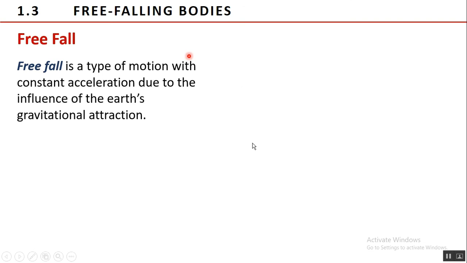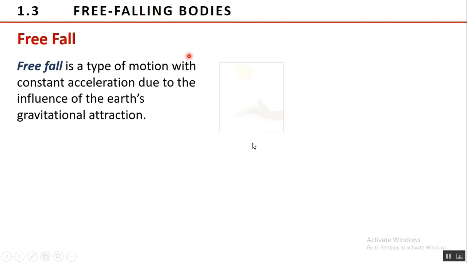In the previous section, we have solved several problems involving uniformly accelerated motion along the x-axis. In this section we will be discussing free fall, that also employs motion with constant acceleration, but this time along the y-axis or vertical line.